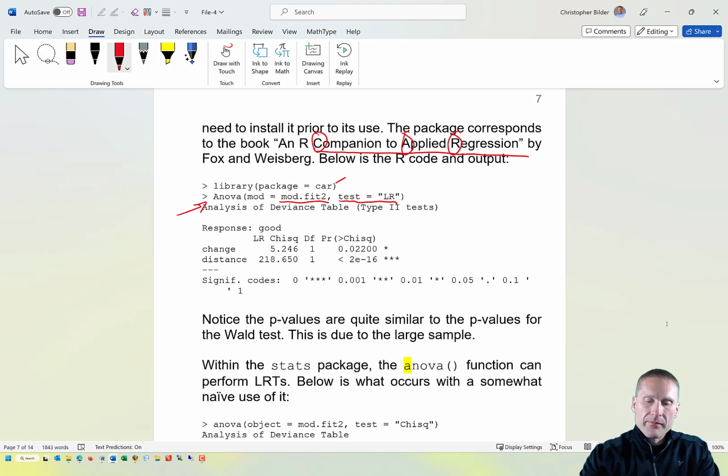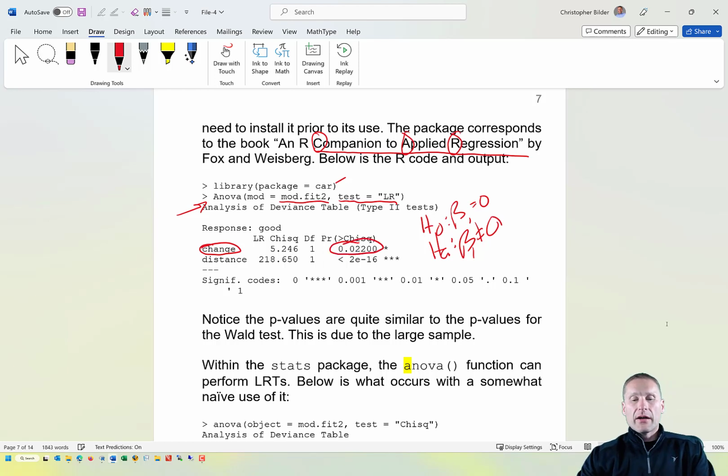And here we go. So for the change variable, this would be H0: beta 1 is equal to 0, Ha: beta 1 does not equal 0. The p-value for that test is 0.022. Notice the degrees of freedom there. Here's my -2 log lambda statistic. For distance, we get a very, very small p-value.